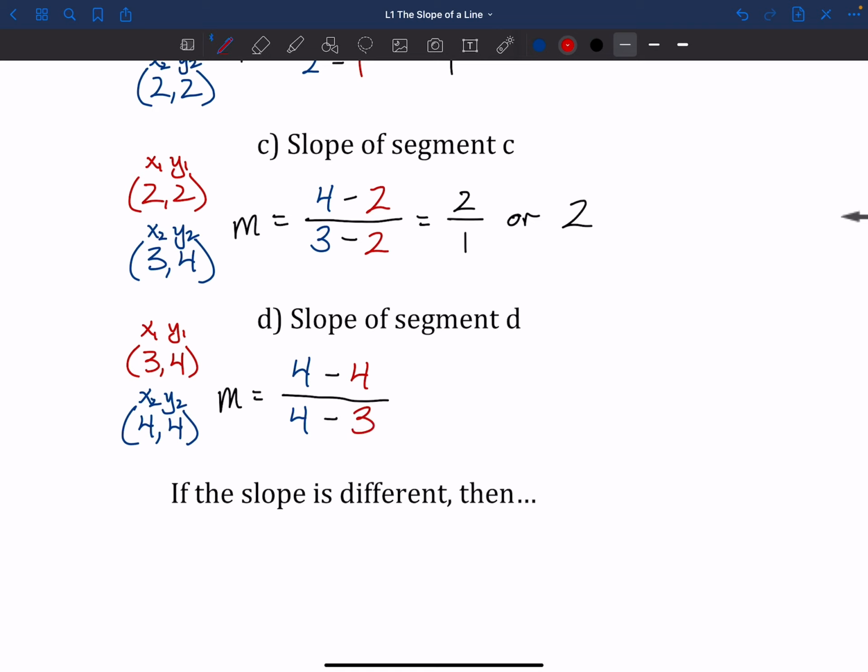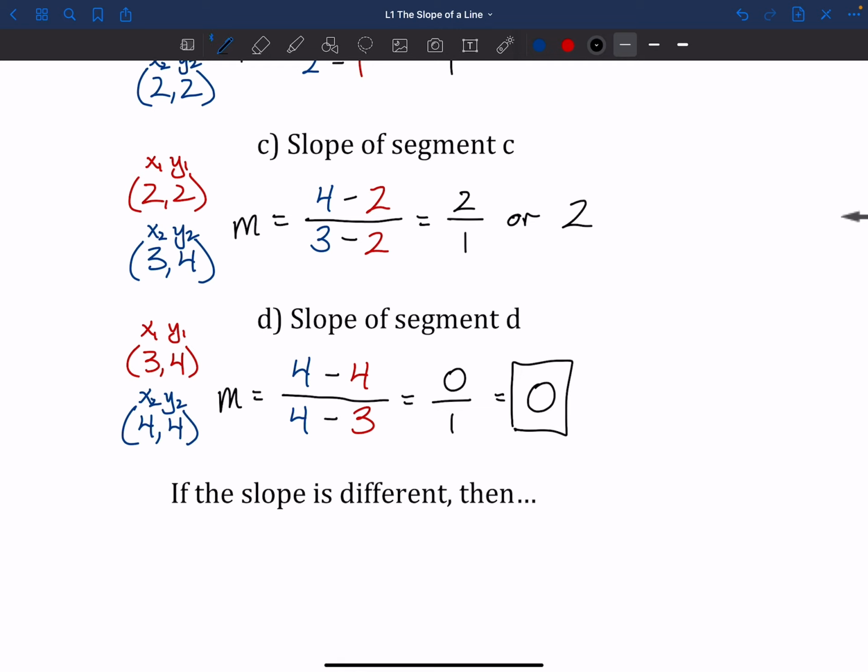So up top, 4 minus 4 is just 0. 4 minus 3 is 1 for the bottom. And then 0 divided by 1 is just the exact same thing as 0. Whenever you can turn it into 0, when it's 0 over something else, we wouldn't really keep it as 0 over 1. In this case, we would definitely want to simplify to just be 0.